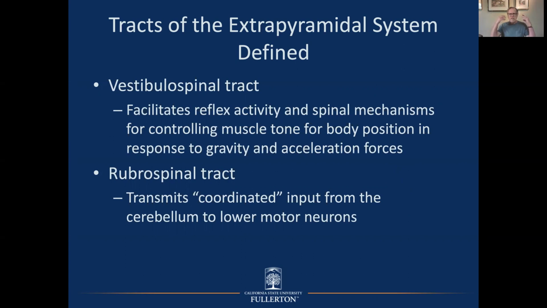So this tract is receiving input from your vestibular cochlear about the direction your body's moving, how fast it's moving, and what angle you're at. And it will do corrections for that then. It'll send motor impulses down to gamma motor neurons and start correcting things in response to input that has been received by your balance system, basically at the brainstem level. The cerebrospinal tract transmits coordinated input from the cerebellum to lower motor neurons. All right.